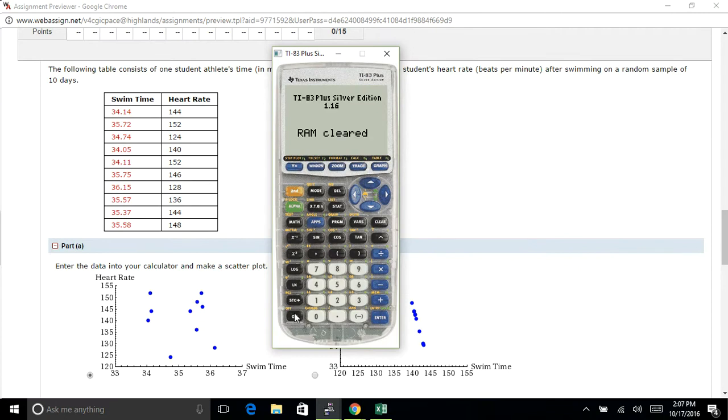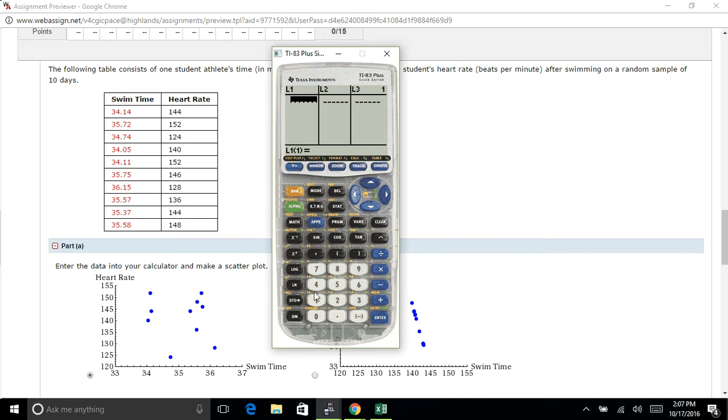So here we go. I'm going to turn it on. First thing I'm going to do is second, 0, go down and turn my diagnostic on, enter, and then enter again. Okay, so go to stat.